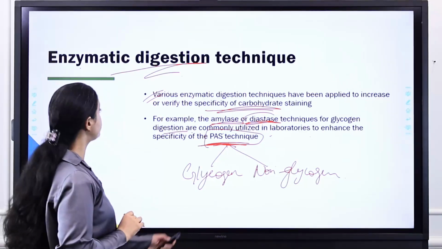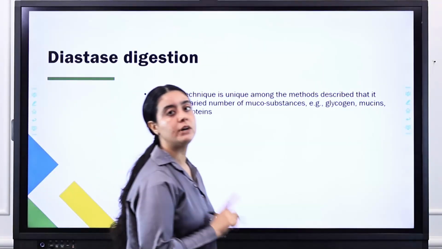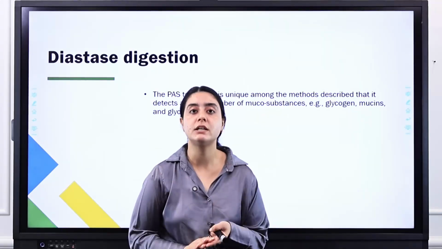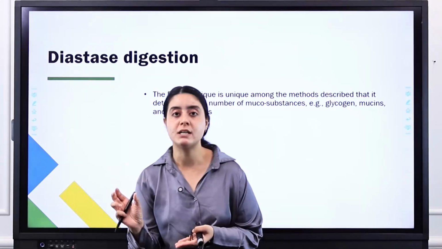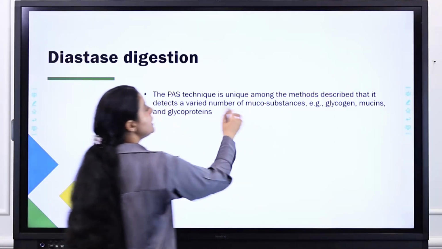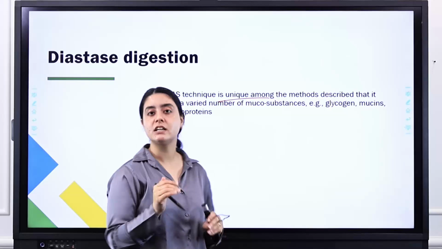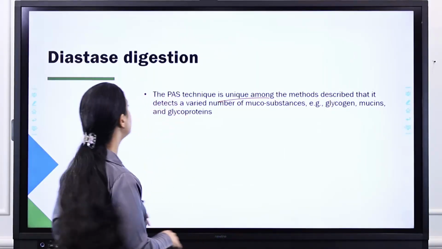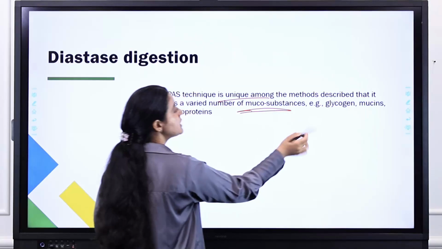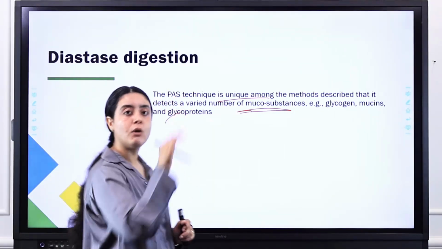So diastase digestion, as I have told you earlier, we have learned about the combination techniques where we combine our PAS stain with other techniques. So this is the combination. The PAS technique is unique among methods described. PAS stain is a unique method, that's why it is under the special category also. It detects a varied number of mucosubstances such as glycogen, mucins, glycoproteins. So it can detect all these things.